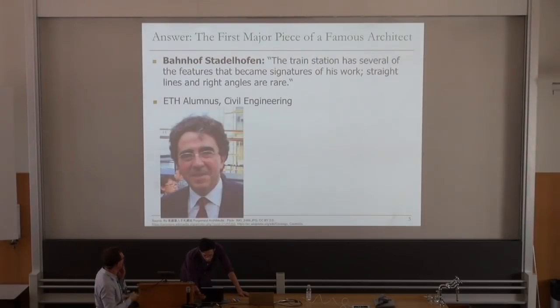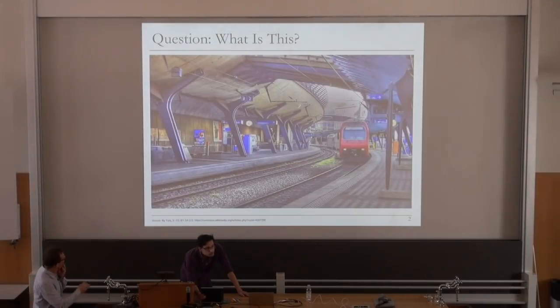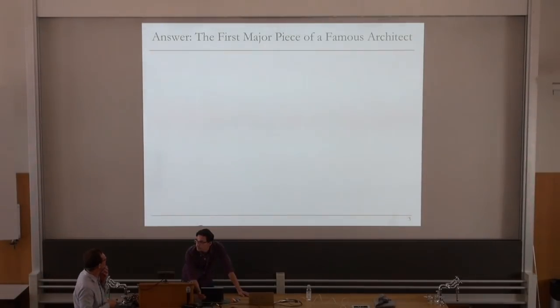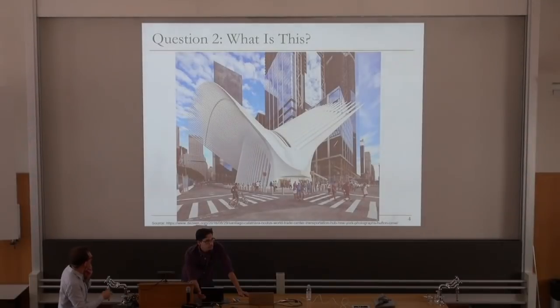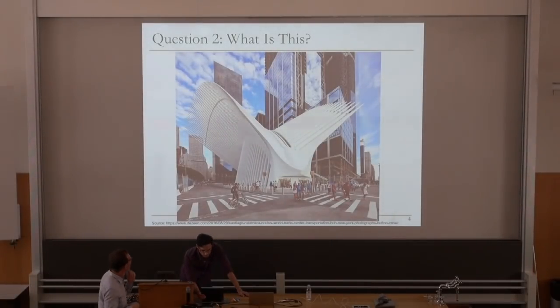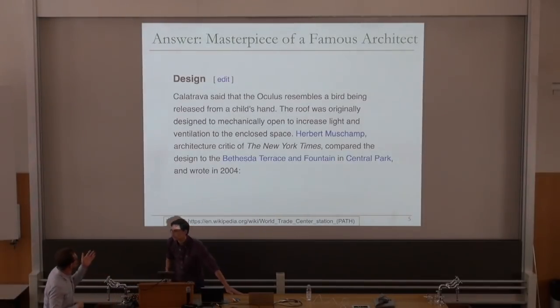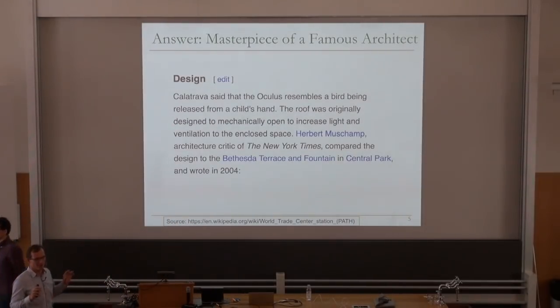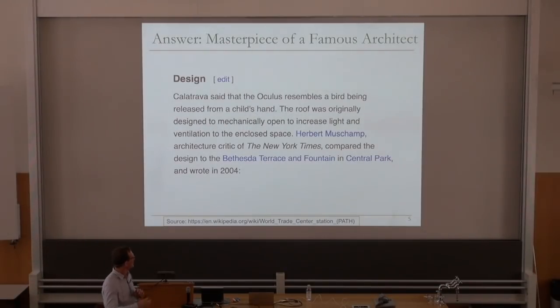And as you can see, there are similarities, right? Over here, these bones of the bird, bird's wings, and these are also bird's wings. But this is a much more expensive structure. So basically, this is the master. A lot of people consider this his masterpiece, but of course, he's still alive. He may do another masterpiece going forward. You can see that it resembles a bird being released from a child's hand.